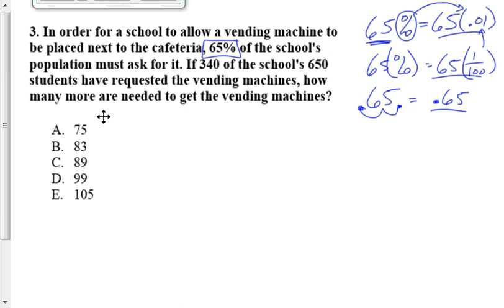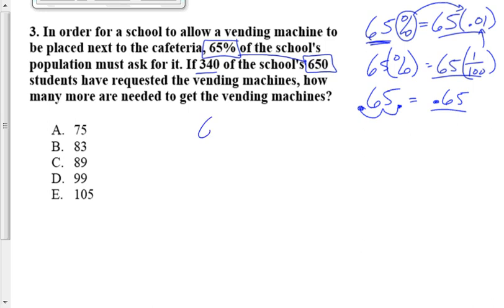Okay, so to solve this problem, what I like to do is let's just figure out what 65% of 650 is, because that's the number of students or the amount of the population that we need to have. And then we can subtract the 340 from that to figure out the amount that we're missing, the amount of people that we need extra.